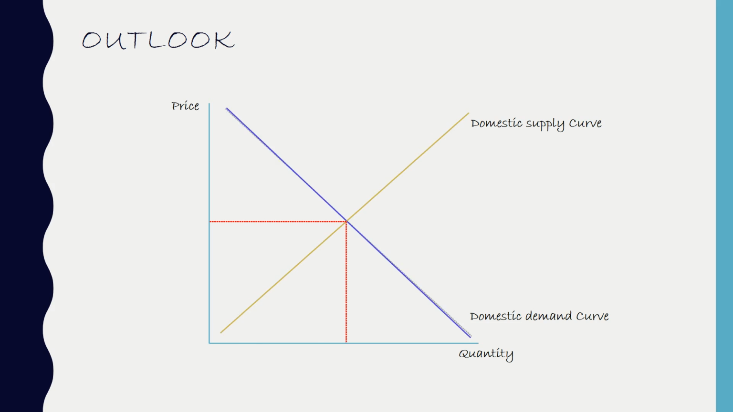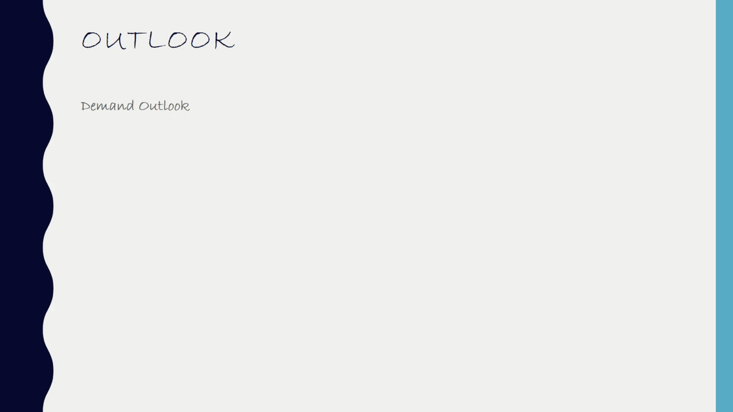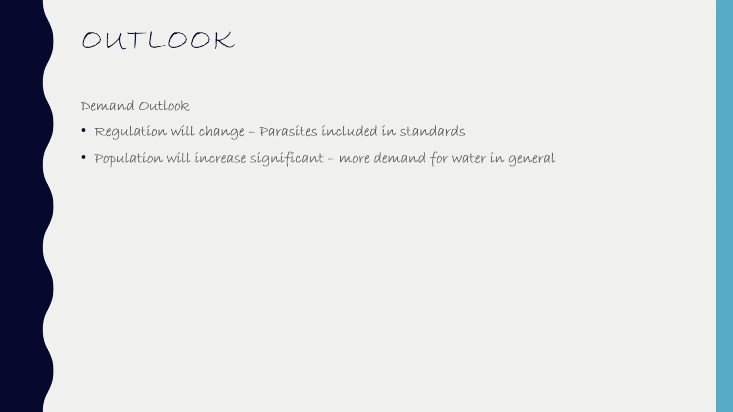Let's have a look at the 10-year supply and demand forecast for Australia. The demand will change significantly. The regulations will change. Australia will adopt the Long Term 2 Surface Water Treatment Rule from the US, which also includes parasites, and an increase in UV lamps can be expected. The population growth will also impact the demand significantly. Over the last 10 years, Australia grew by 3.8 million, and it is expected that this will go even faster over the next 10 years.